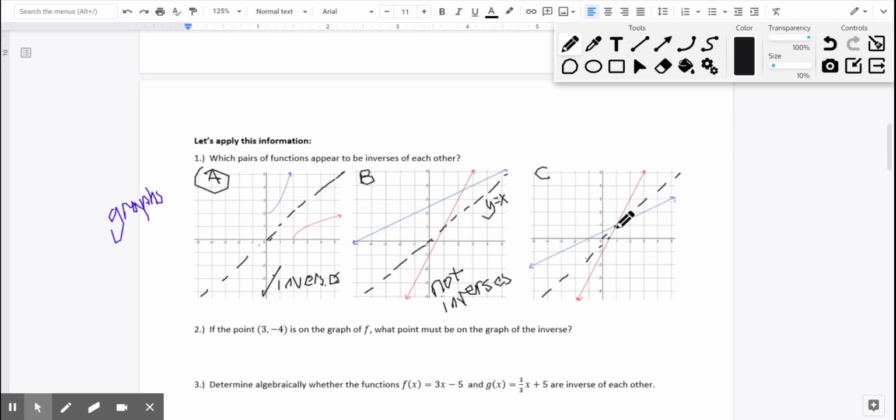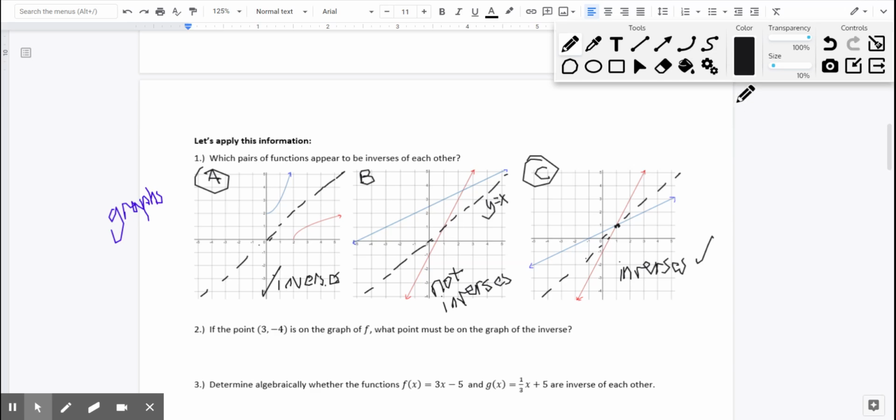Their point of intersection is on that line y equals x. This appears to flip over and be a pre-image and image here. These are mirror images of each other, and these two parts are mirror images. So it looks like the first example and this third example are pairs of inverses.